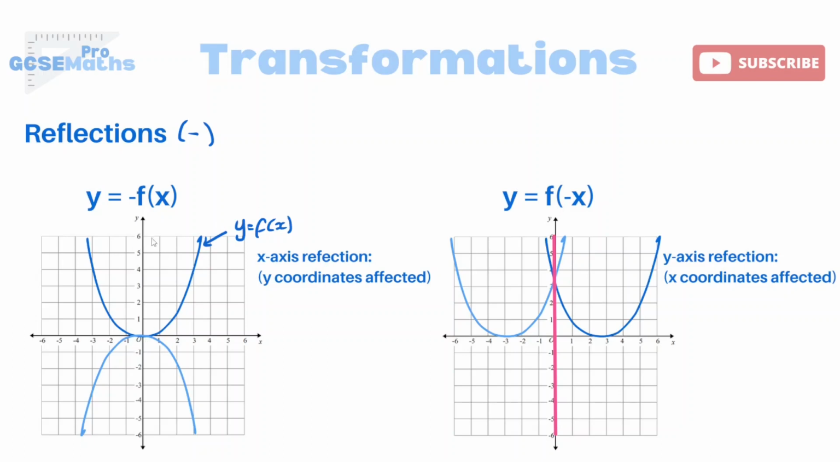And if you look at this one here, the first one, the negative is closer to the y, isn't it? And you go, okay, well maybe that's affecting the y-axis. Well, it's actually not the y-axis. It's a reflection in the x-axis. It's affecting, though, the y coordinates.